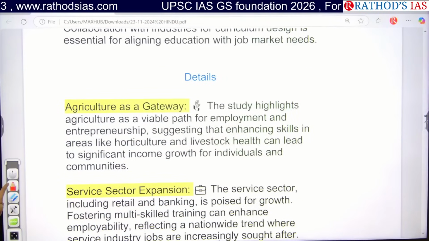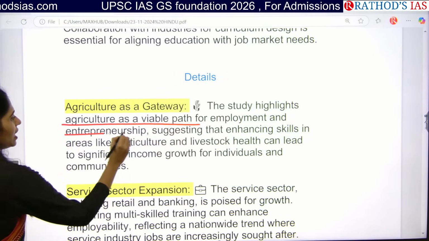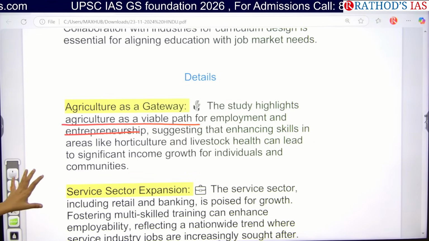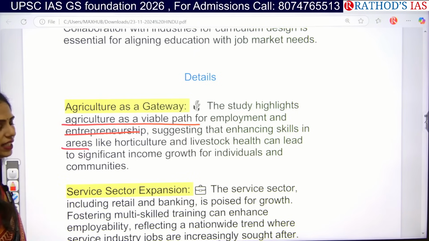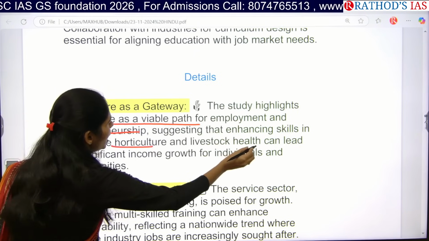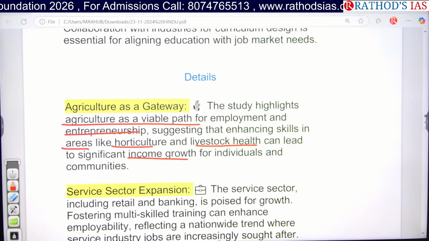So this article is saying that agriculture has a viable path of employment and entrepreneurship. So here WB, that is World Bank, is saying that we have to go for enhancing of skill in these areas like horticulture and livestock health, that will lead to increasing of income growth of individuals.